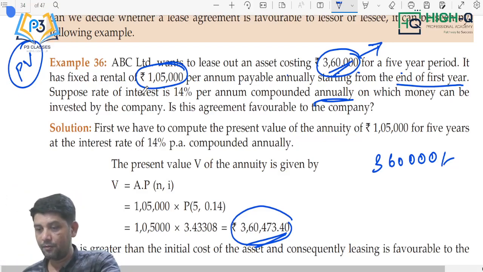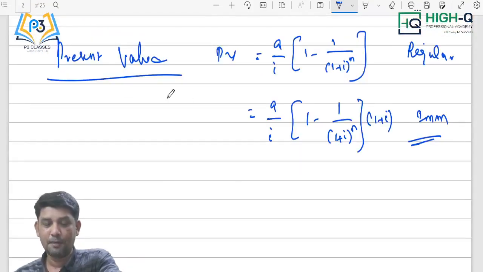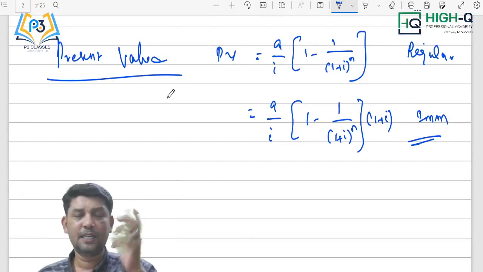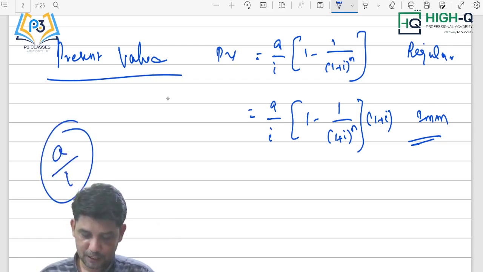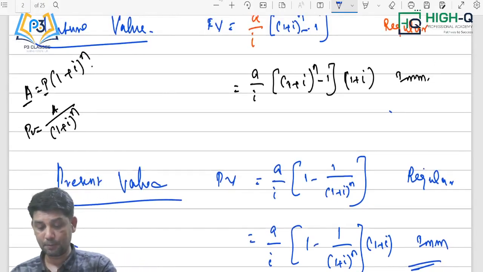Okay, fine. What is perpetuity? Perpetuity is when the number of years is never mentioned. We keep on paying, keep on paying, keep on paying. Very simple formula: annuity amount divided by I is the perpetuity. That's it. That is what we call perpetuity.